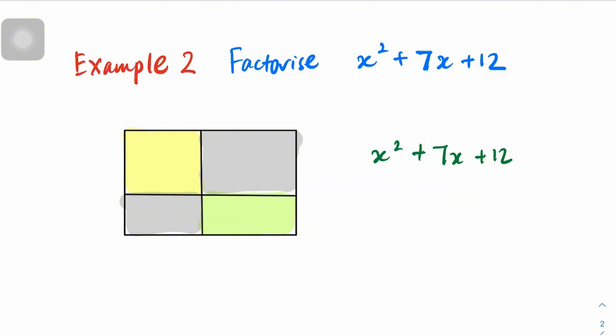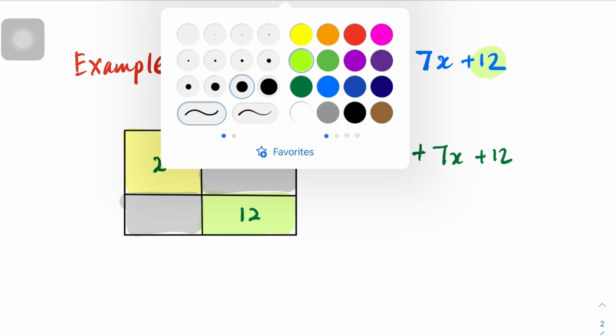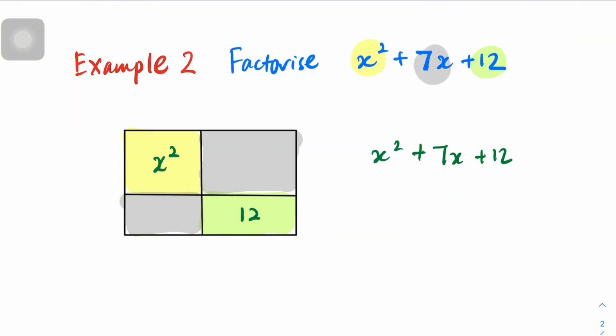Alright, the x squared term in this case is just 1x squared, so let's put it into our yellow box. And our constant term in this case is 12, so let's put that into our green box. And finally, we have 7x. So what we know is that the two gray boxes must add up to 7x. Now let's try to find our factors.